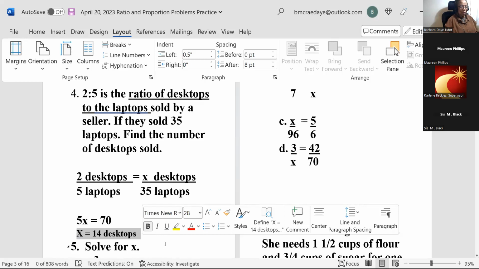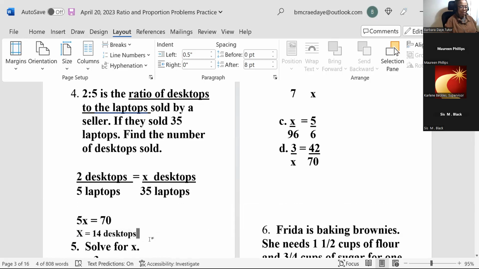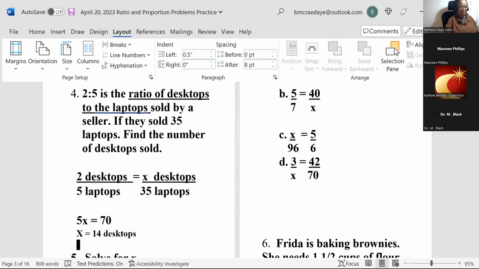So you cross multiply because 2 times 35 is 70. That's right. And 5 times x is 5x. So divide that. Go ahead, Mercedes. Divide 70 by 5 and you get your 14. That's the number of desktops. Beautiful, Maureen. Beautiful. Thank you.